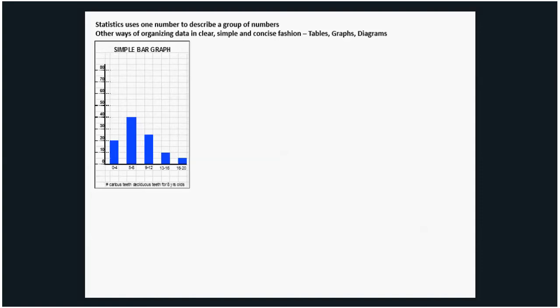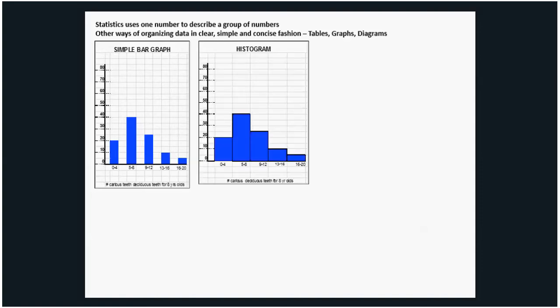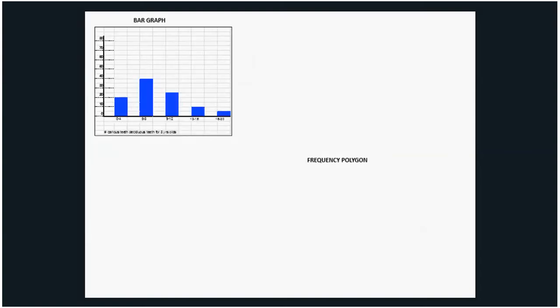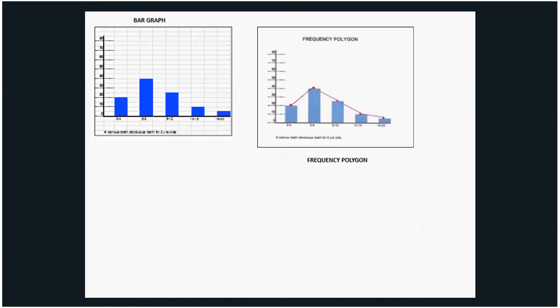So in that case, we want to look at a different type of visual representation. Here we've got the bar graph, and then we're going to go to a frequency polygon. With the frequency polygon, basically what you're doing is putting a dot at the top of each one of these bars, and instead of having the bars, you have a line graph that you're dealing with there.